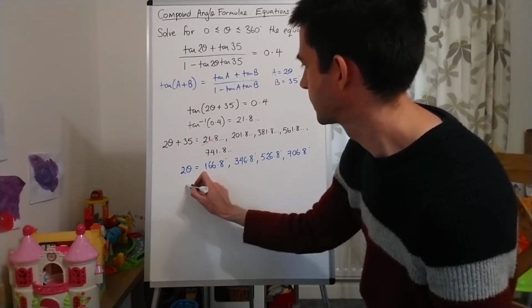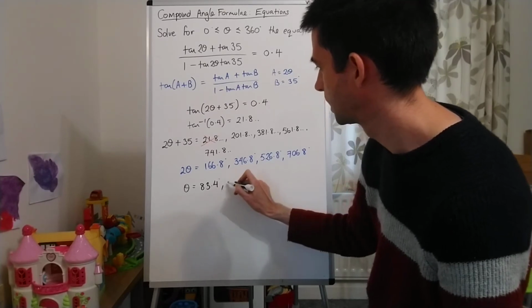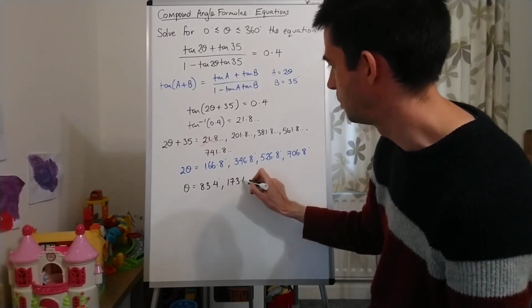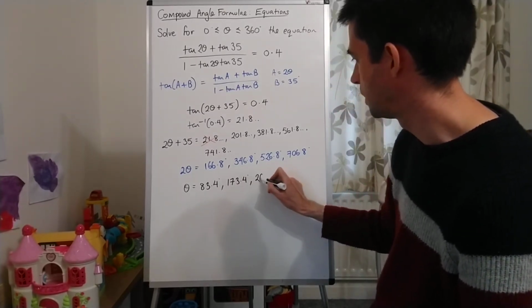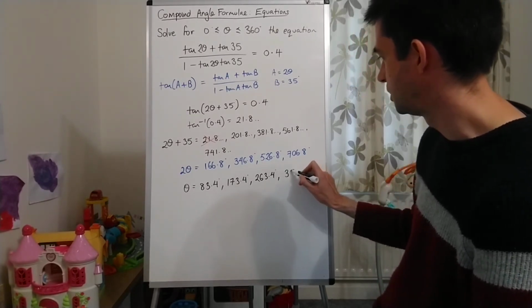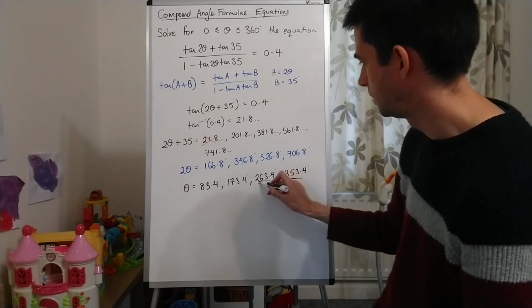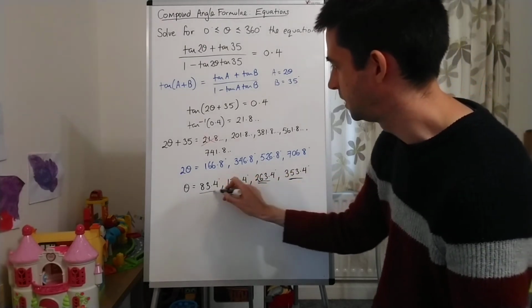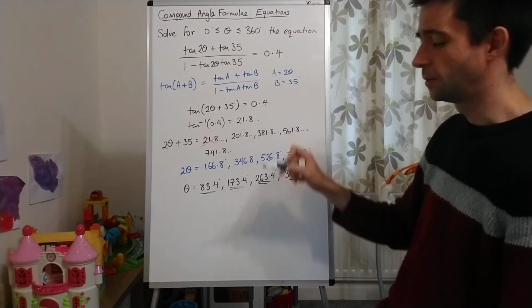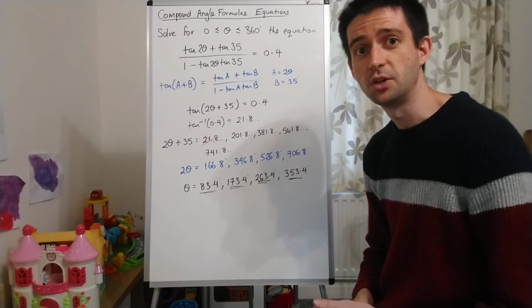So that's going to give me θ is 83.4, 173.4, 263.4 and 353.4. So as you can see, 4 values for θ within the range 0 to 360, and they are the 4 solutions to my equation.